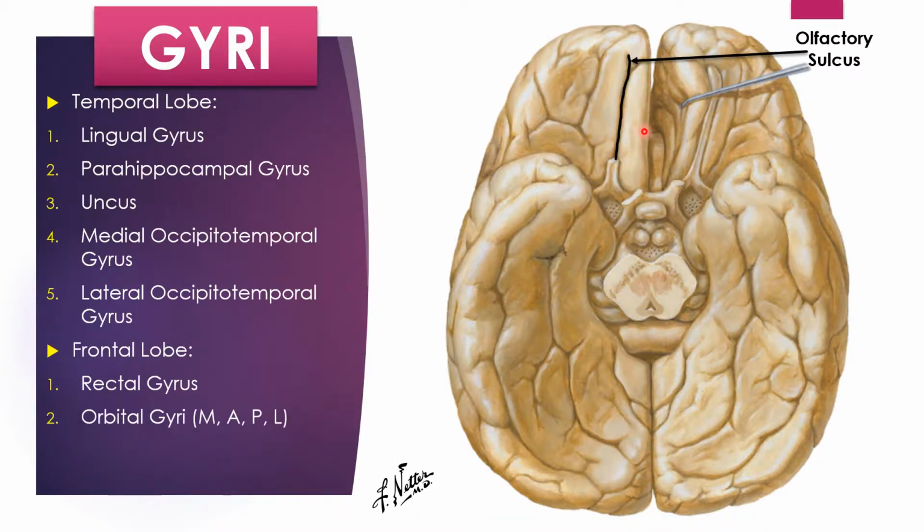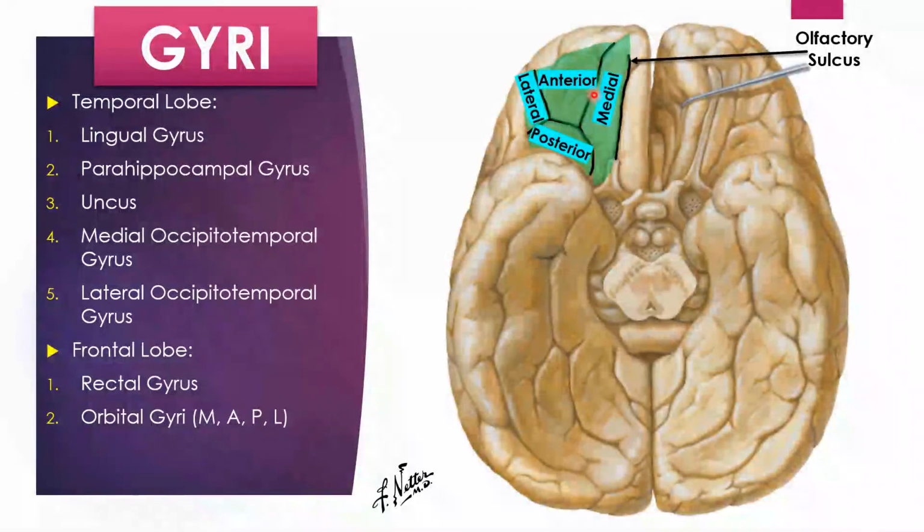Orbital gyri बचे हैं. So we know that there were orbital sulci forming an H-shaped structure. So medial to it there will be the medial orbital gyrus. Anterior to the sulcus, main sulcus, there will be the anterior orbital gyrus. There will be a posterior orbital gyrus, and there will be a lateral orbital gyrus. Okay.